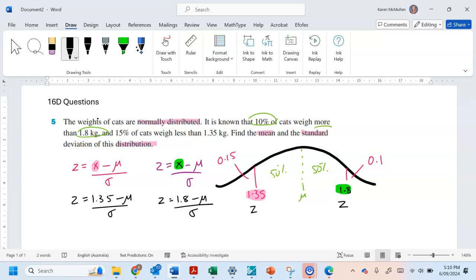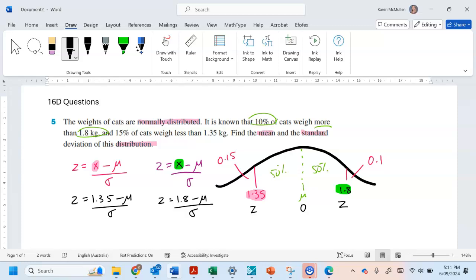You're like, but how do I calculate the z-score without knowing what the mean and the standard deviation are? Remember, the z-score is just your standard value. So when we're dealing with a z-score, we have a mean of 0 and a standard deviation of 1.